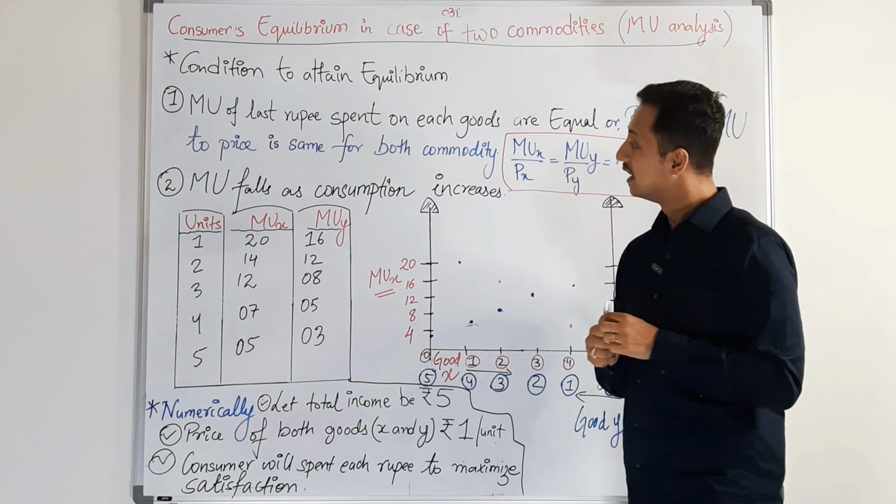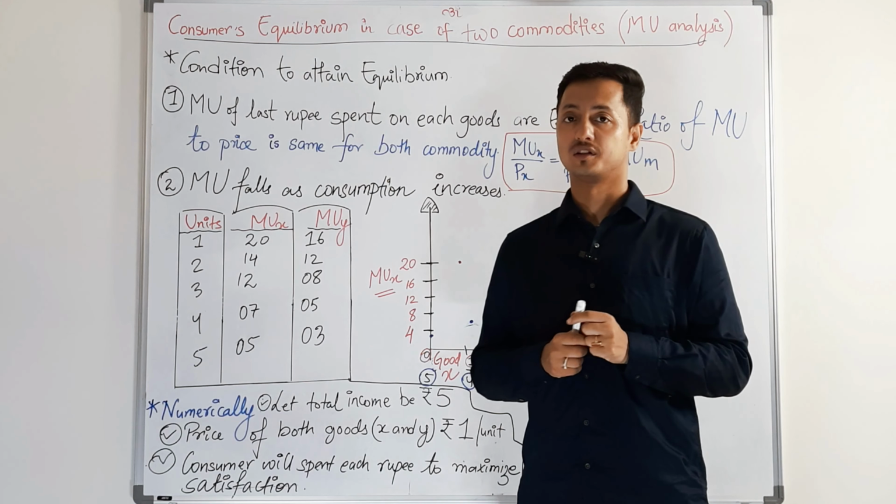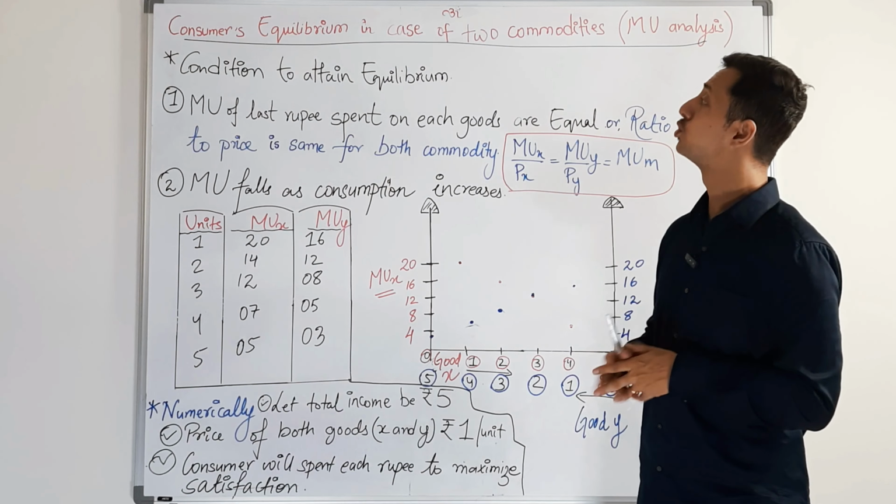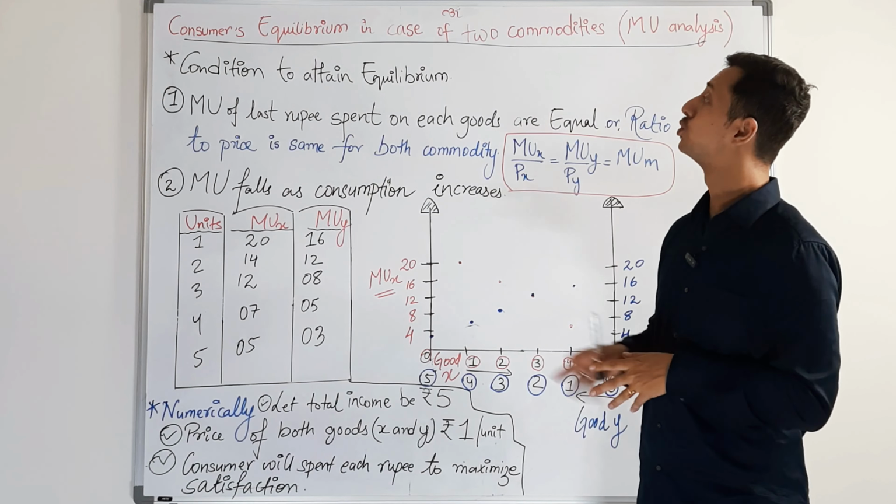The second condition is that marginal utility falls as consumption increases. As you keep on increasing consumption, marginal utility will continue to fall. That is the second condition. Both these conditions need to be fulfilled in order to attain equilibrium in the case of two commodities.